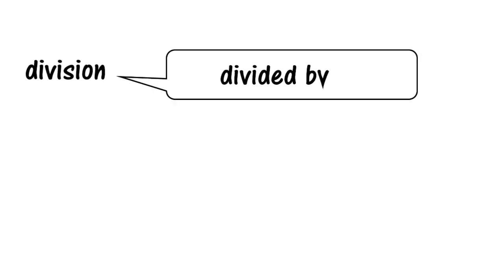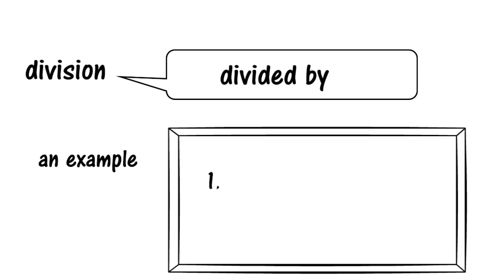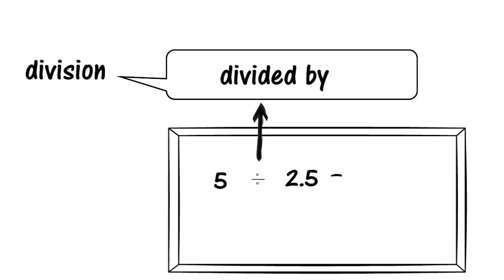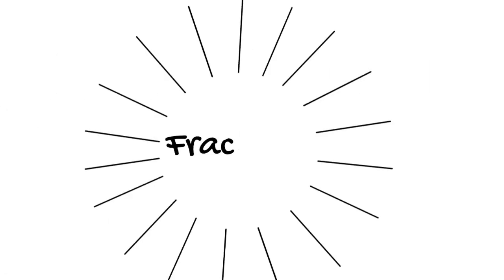Division. We use the words divided by in division. An example, 1.5 divided by 0.5 equals 3, or 5 divided by 2.5 equals 2. So now let's have a look at how we say fractions.